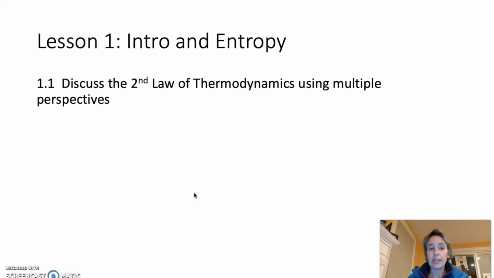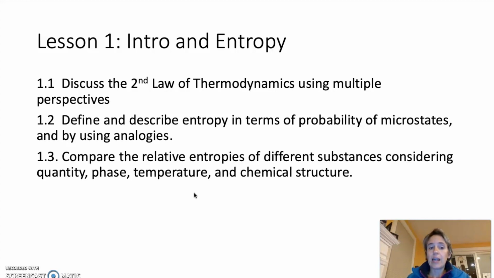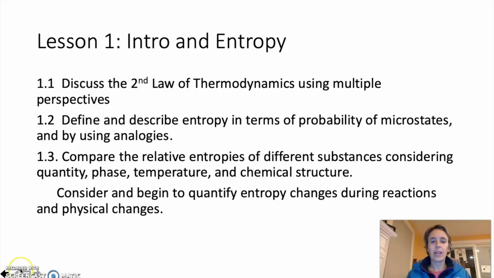So for this lesson, a few objectives for you guys. The first is to be able to discuss the second law of thermodynamics and really to be able to employ multiple ways of explaining the second law. Then to define and describe entropy in terms of both probability of microstates, which we'll get into, and by using some simpler analogies. And then we want to be able to compare entropies of different substances, considering things like quantity and phase and temperature. And finally, we'll begin to quantify entropy changes during reactions and physical changes.